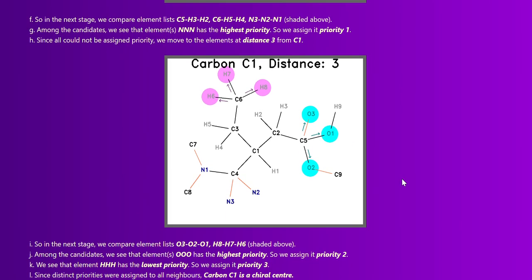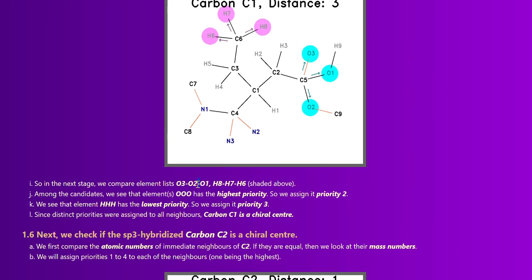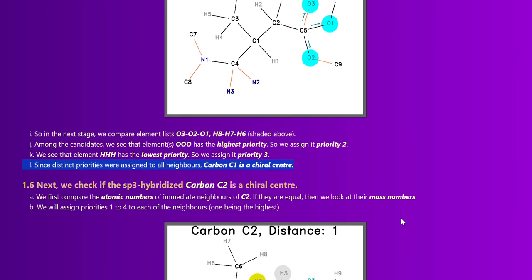At distance 3, it sees that for this carbon, the neighbors are 3 hydrogens, and for this carbon, the neighbors are 3 oxygens, right? At this stage, oxygen has the highest priority, so it assigns priority 2, and hydrogen gets priority 3. Now, since all the neighbors of this carbon C1 have been assigned distinct priorities, it says that carbon C1 is a chiral center.